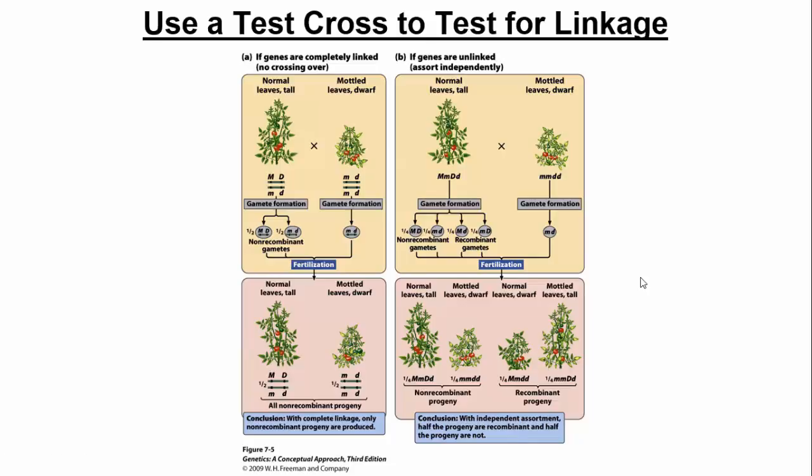There's complete independent assortment, where the genes are not on the same chromosome, and the results would look like this. There is linkage when there's incomplete linkage. In other words, for incomplete linkage, what we mean is the genes are on the same chromosome, but some crossing over is happening. So you will see some recombinant offspring. So you will see 4 categories, but these would be underrepresented. The final category is complete linkage, and that's this scenario. You're only going to see 2 categories, and that's it.